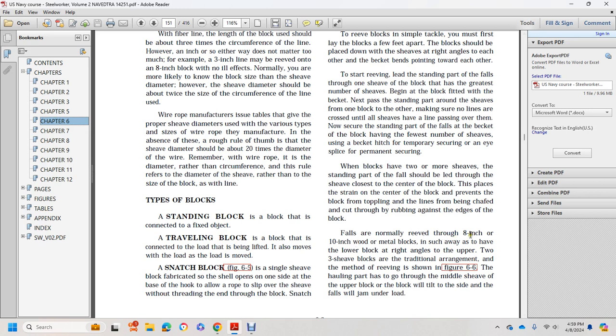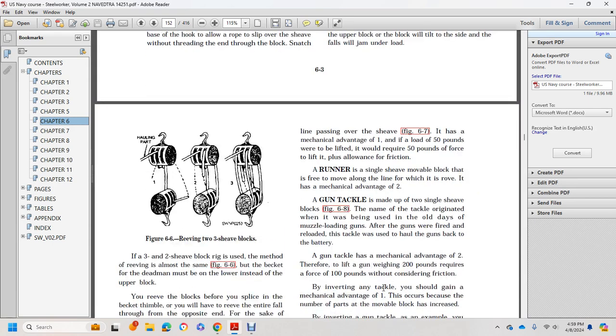Falls are normally reeved with 8-inch or 10-inch wood or metal blocks in such a way that the lower block is at a right angle to the upper two-sheave block. The traditional method of reeving is shown in figure 6-6. If the hauling part goes through the middle sheave of the upper block, the block will tilt to the side and the falls will jam under the load.